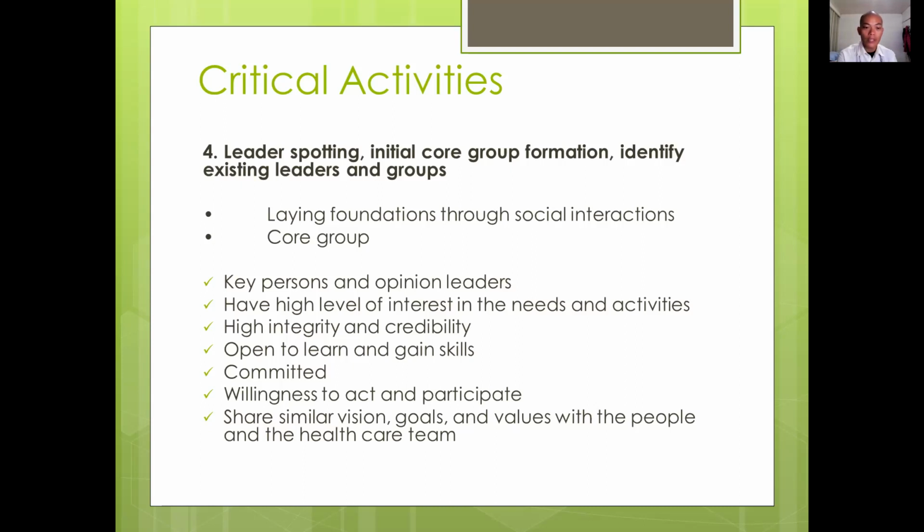Who are people in the community who have the willingness to act and participate, okay, in the activities that you will be facilitating. Kahit sa planning, ako may idea ako, for example. Okay, so who are these people who have ideas? People who share the same vision as your duty group, same values, okay, with people in the healthcare team. So that is the fourth critical activity. Identifying leaders, identifying groups in the community who will be beneficial in the future once you implement health activities. Okay.